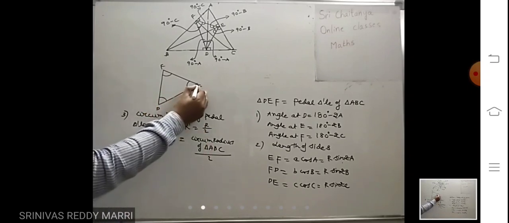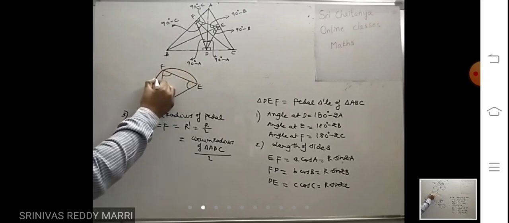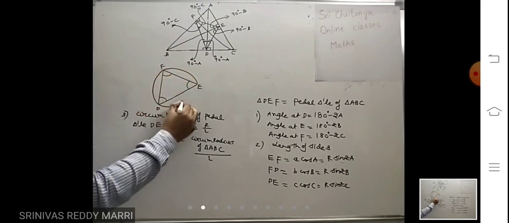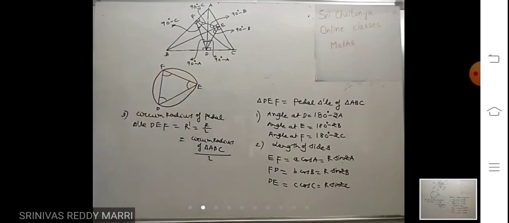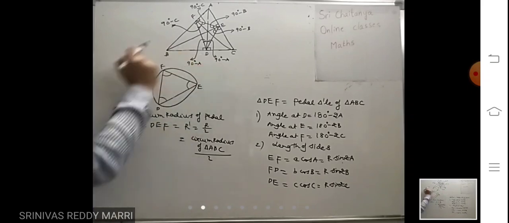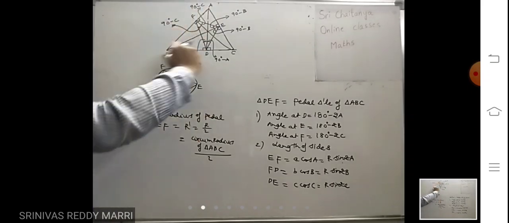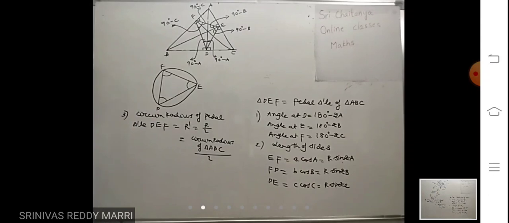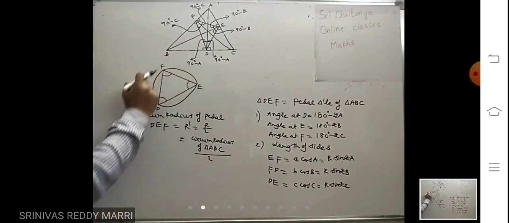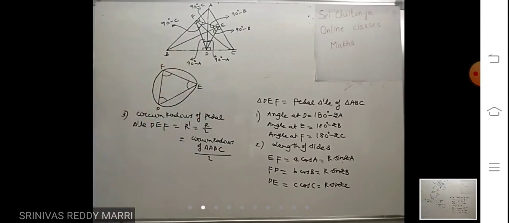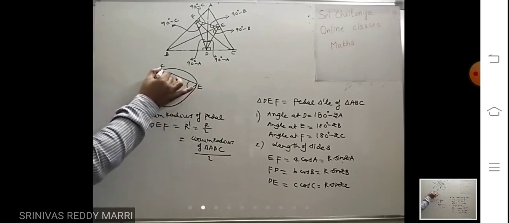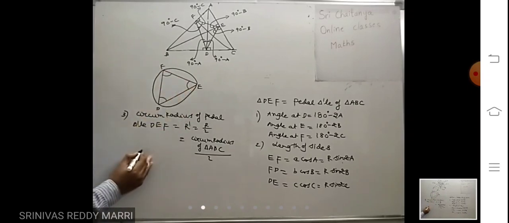Circumradius of pedal triangle means what? There will be a circle passing through the three vertices D, E, F. It is not the circle of triangle ABC, which has a different circumcircle. The circle passing through these three will have the radius we want. What does the sine rule state? Now look here. I am applying the sine rule in triangle DEF.